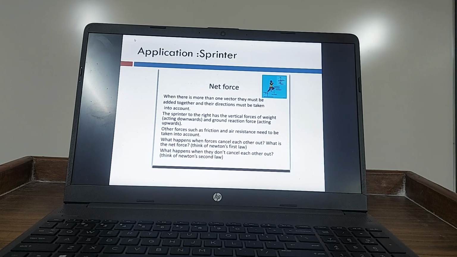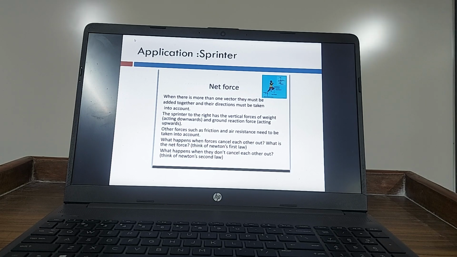When there is more than one vector, they must be added together and their direction must be taken into account. We discussed the vector system and sign convention in the second class. Fine. This line is taken from that. Try to understand, I'm reading it again. When there is more than one vector, it means more than one force is acting. They must be added together and their direction must be taken into account.